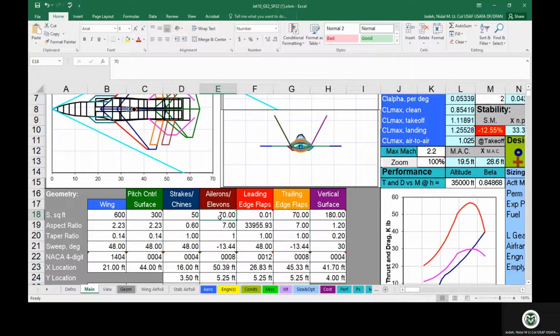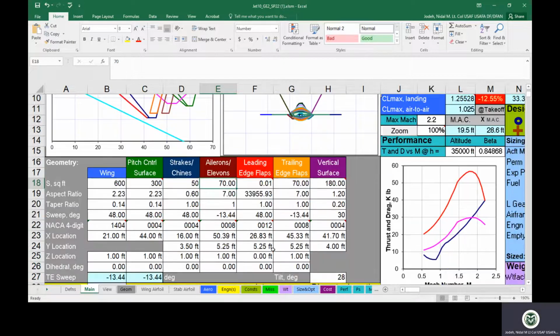So ailerons should be equal to the flaps. And I might come back and change this, but I'm going to set this equal to the flaps. So what that means is all I have to do is change one column and the other should change respectively. And if it doesn't, I can easily go back and fix it. It's not a big deal.